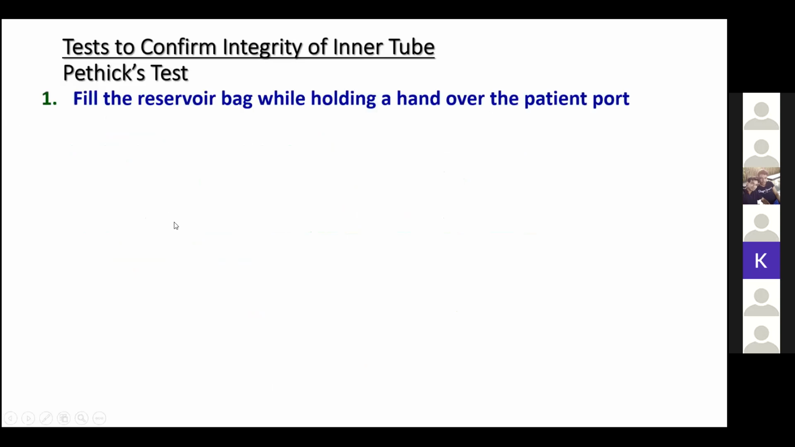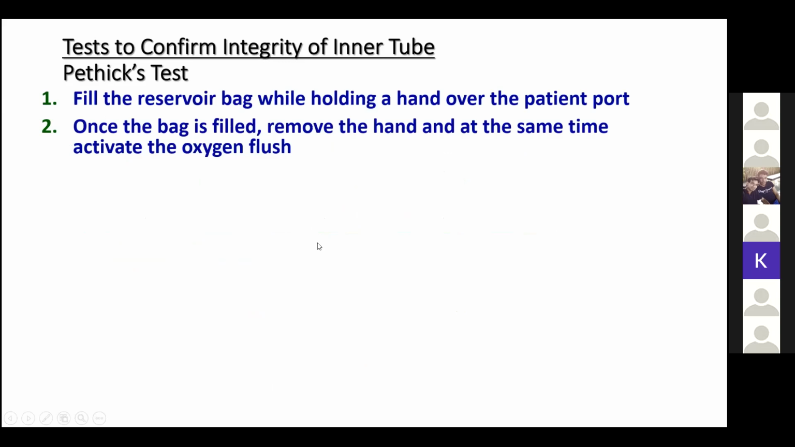Now let us see how you test the integrity of the inner tube. So there are two tests. One is called Pethick's test. Fill the reservoir bag while holding a hand over the patient port. Patient port means both inner and outer tube. Once the bag is filled, remove the hand and at the same time activate the oxygen flush. Now what is happening?